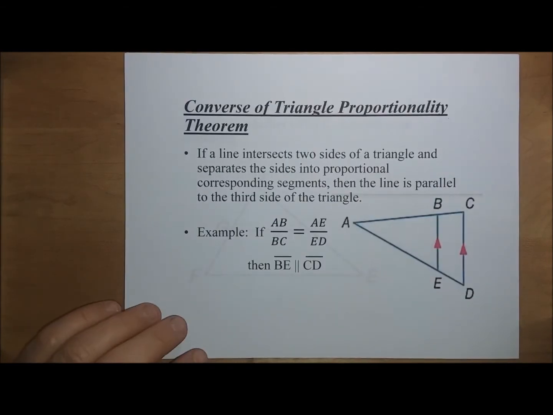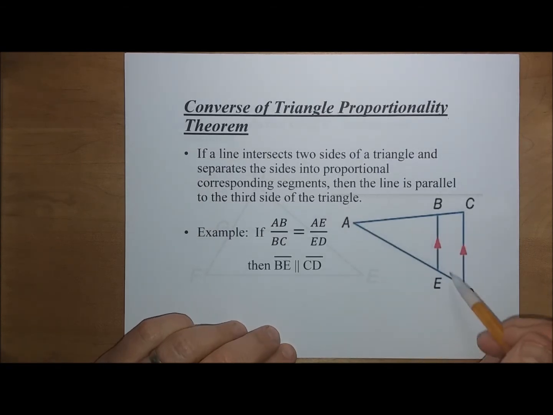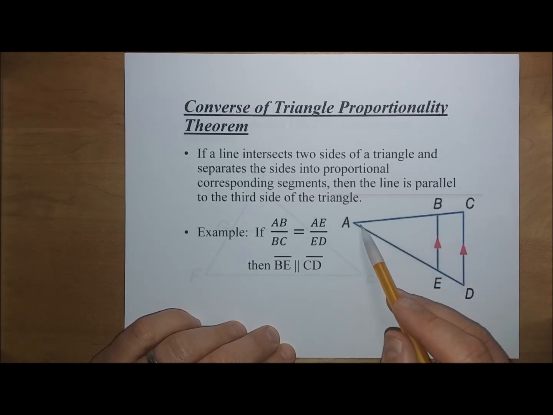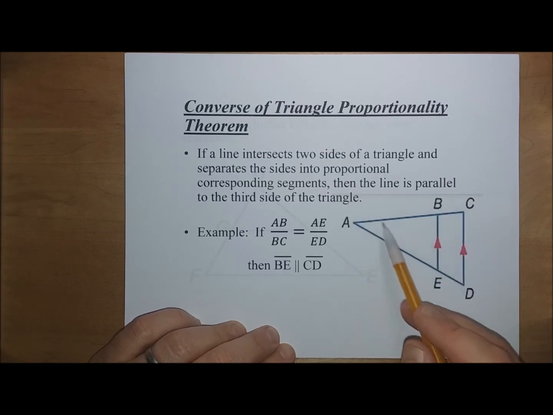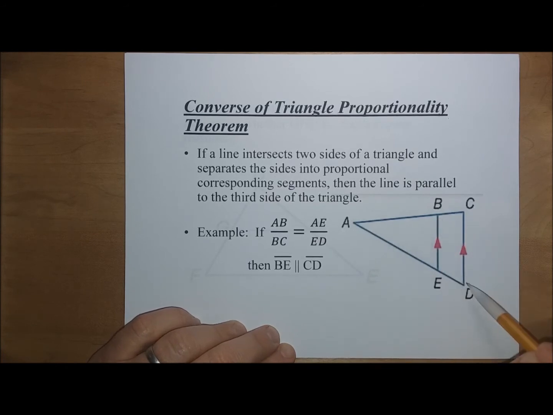All right. As you probably know, some of our best theorems in geometry have converses. And this is our converse of triangle proportionality theorem. It tells us that if we've got some line that intersects two sides of a triangle such that if I check the proportions, let's say they gave me all these values. If AB over BC equals AE over ED, guess what I conclude about these two lines? I can conclude they must be parallel.